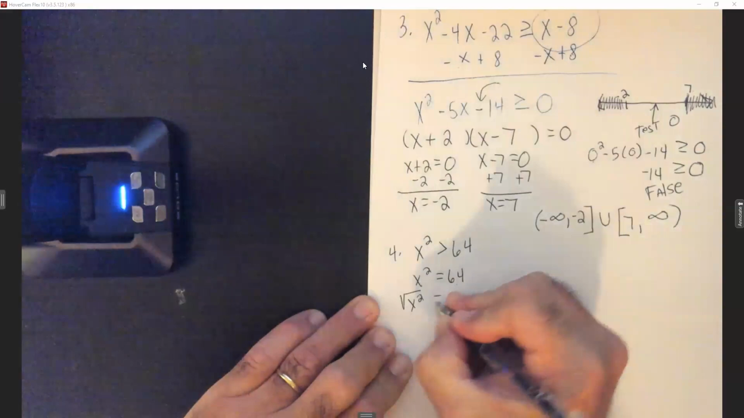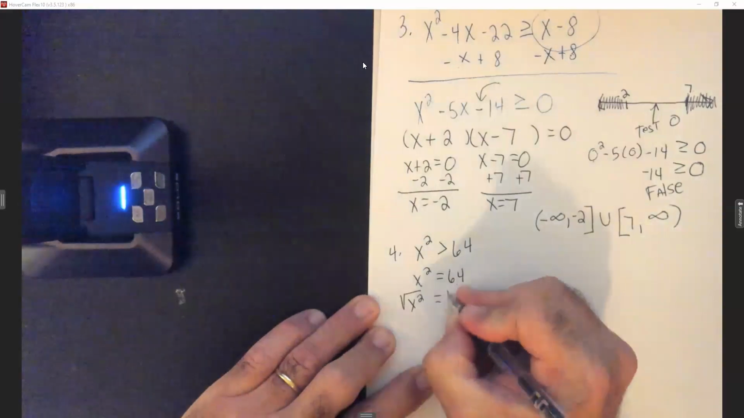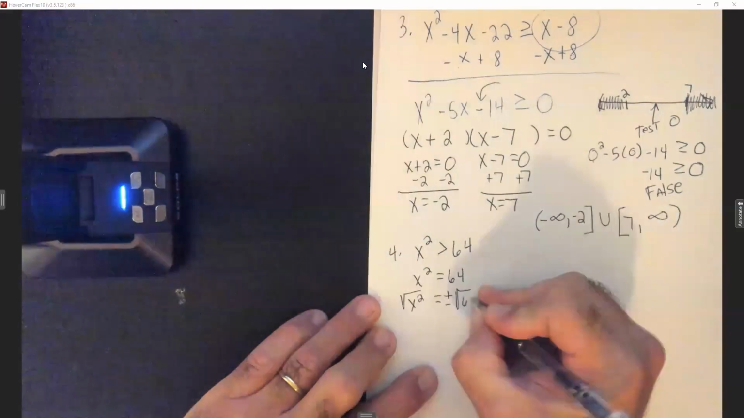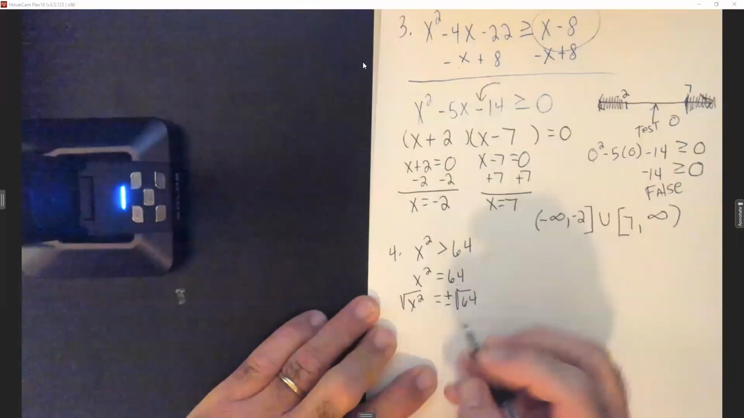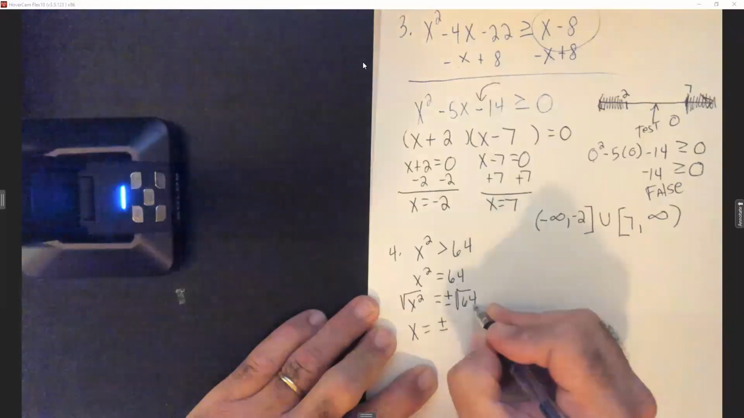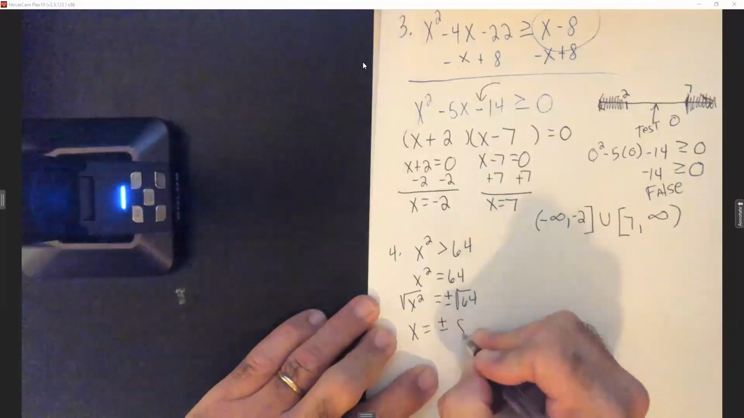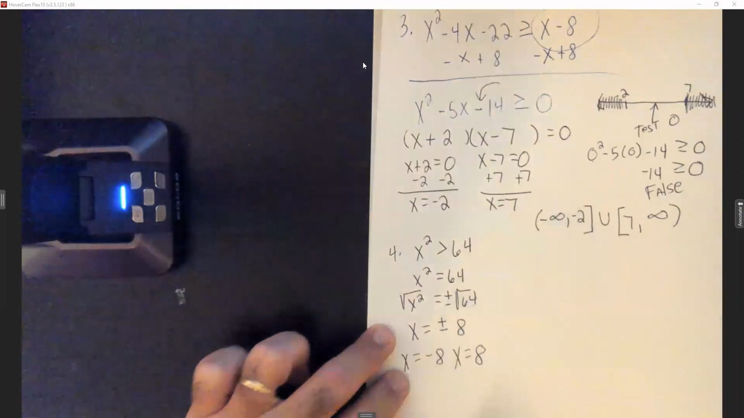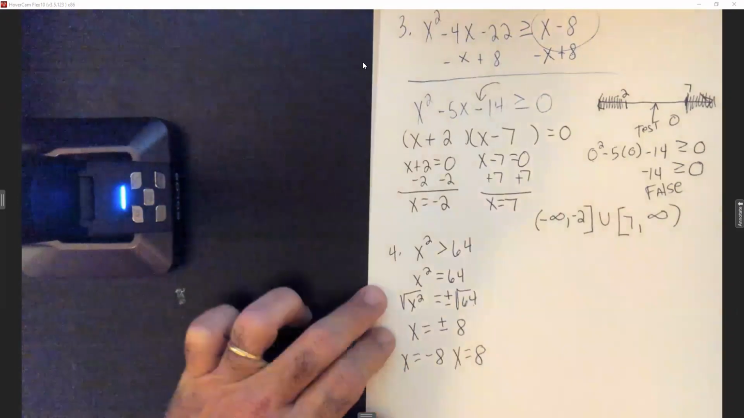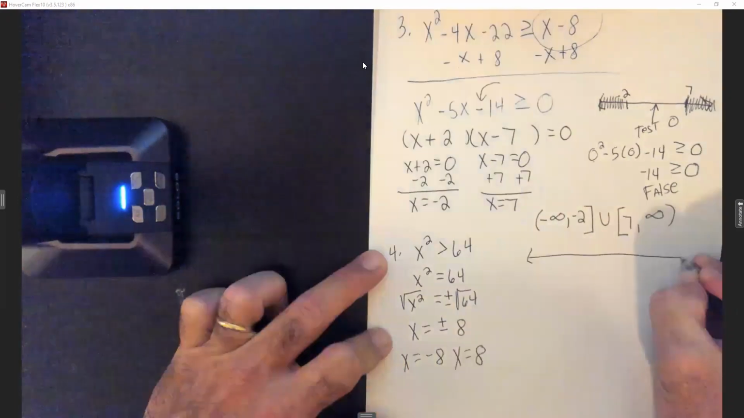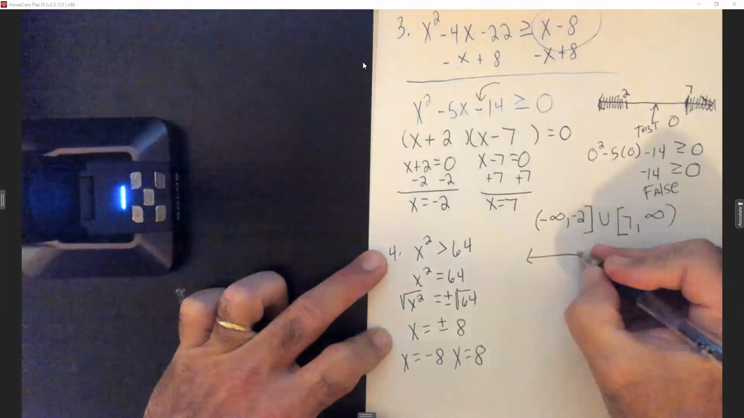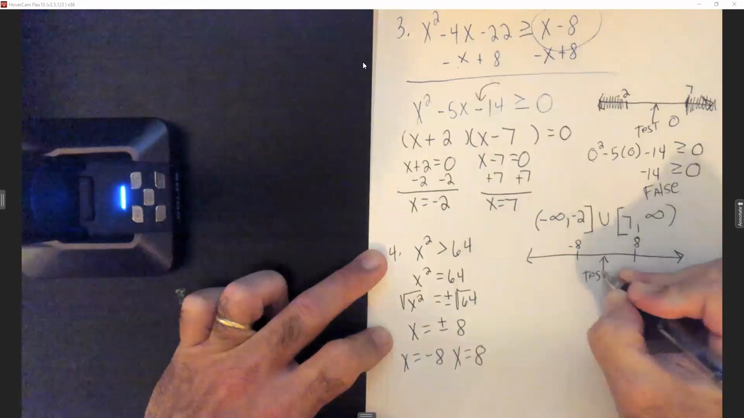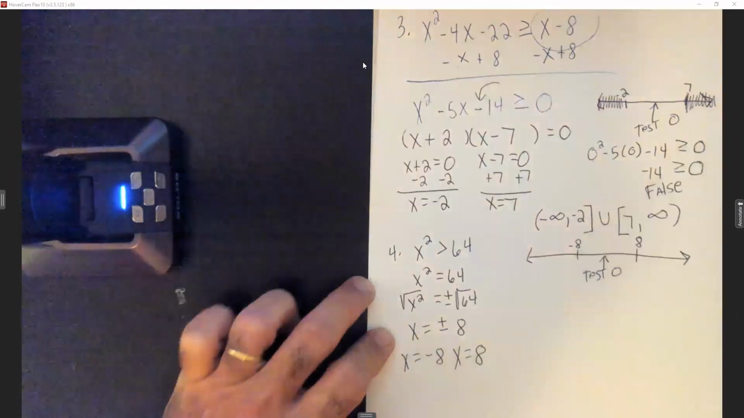But remember, if I take the square root of a number, I need a plus or minus in front of it. So square root of x squared gives me x. And this is going to be a plus or minus. Square root of 64 is 8. So you get x equals a negative 8, x equals a positive 8. So you're going to do your number line. Here's our negative 8. Here's a positive 8. And I know 0, once again, is right in the center of a negative and a positive, okay?